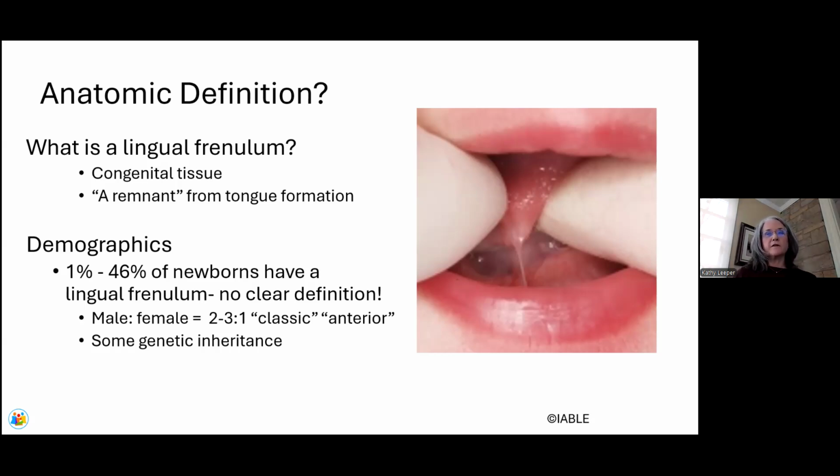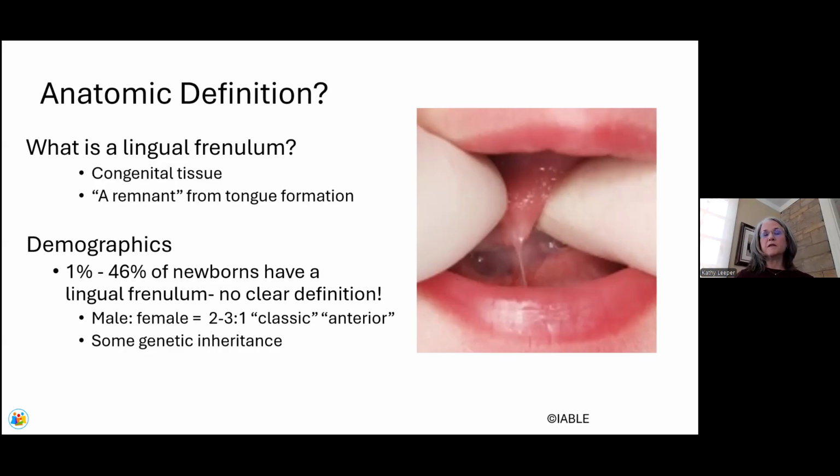We do not have good data on what the incidence of frenulums are under the tongue because there's not a clear definition of what constitutes a countable frenulum. So depending on whether you're only counting the ones that attach way to the tip, it's a fairly small percentage, but if you count all of them, it's a fairly high percentage. And it probably depends on your patient population. That really hasn't been studied.